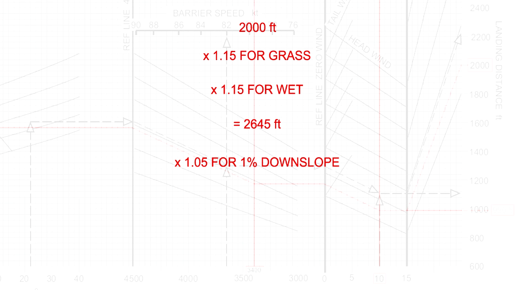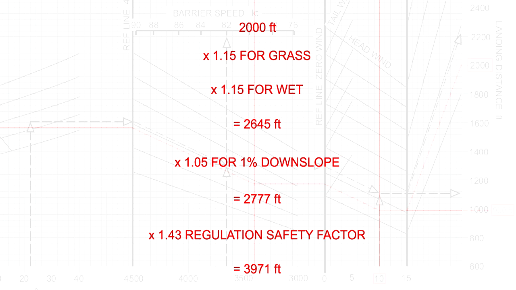You may recall this would increase the landing distance by 5%, or by a factor of 1.05. This now makes the total gross landing distance 2,777 feet. To comply with the regulations, you may recall that the landing distance must be within 70% of the available distance at the airfield. Therefore, multiply 2,777 by 1.43. This means that our landing distance available must be at least 3,971 feet.